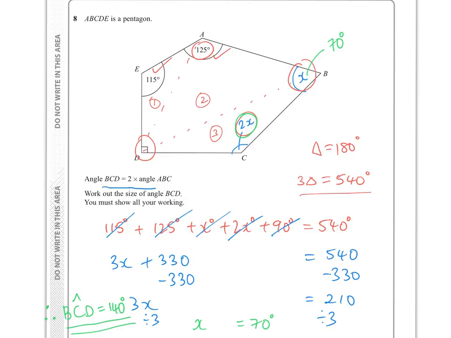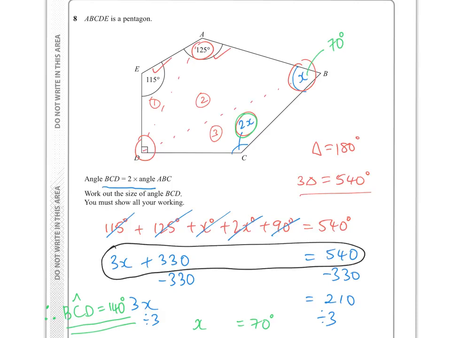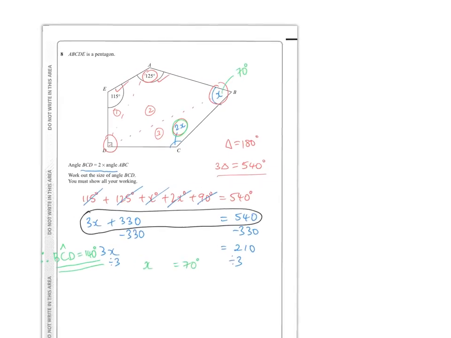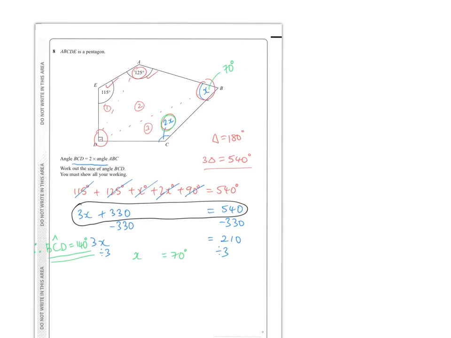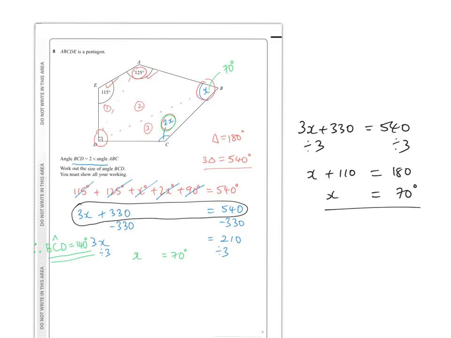Just one point to mention here. When we were at this stage, you may have noticed that everything here has a factor of 3. So you could have written from here, divide everything by 3, and that's x plus 110 equals 180, and then take 110 from both sides. You would have ended up with x is 70 degrees, exactly the same, but just a slightly different way.